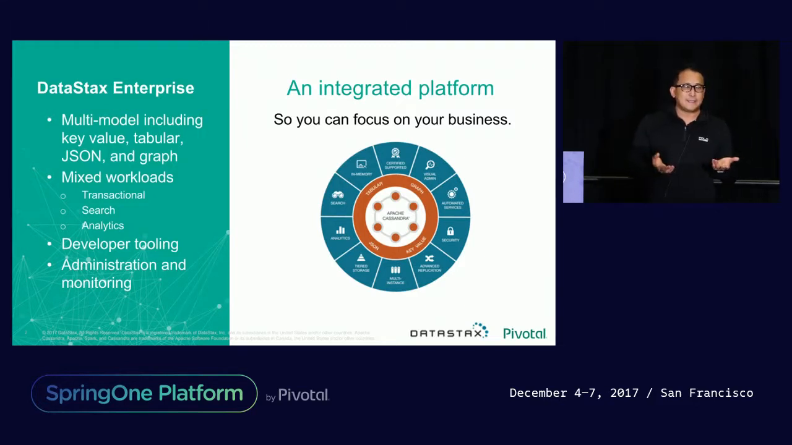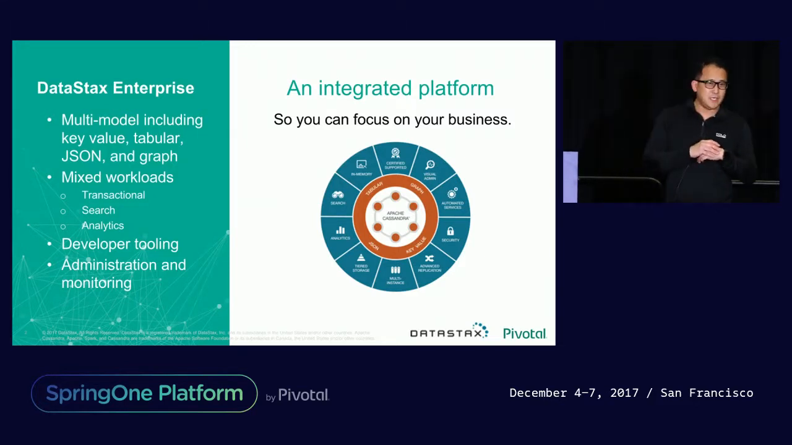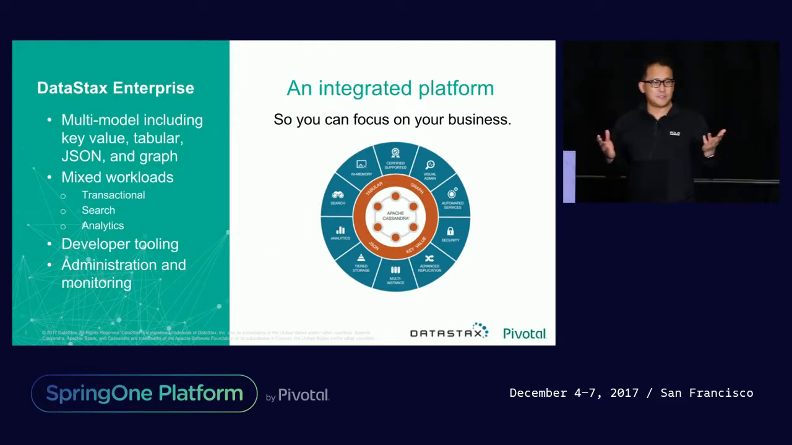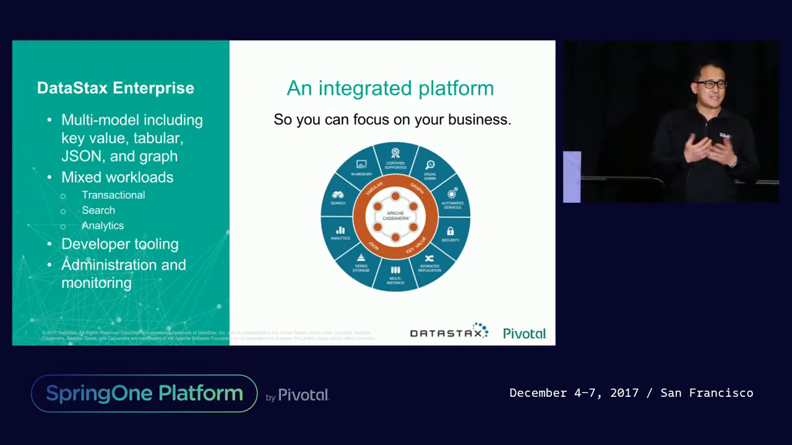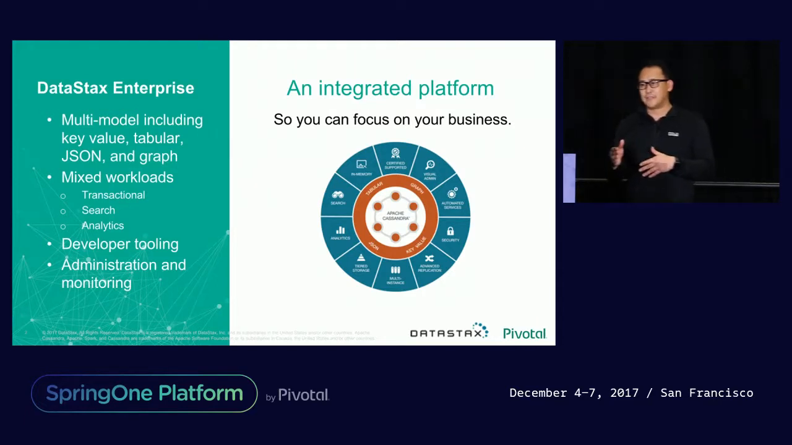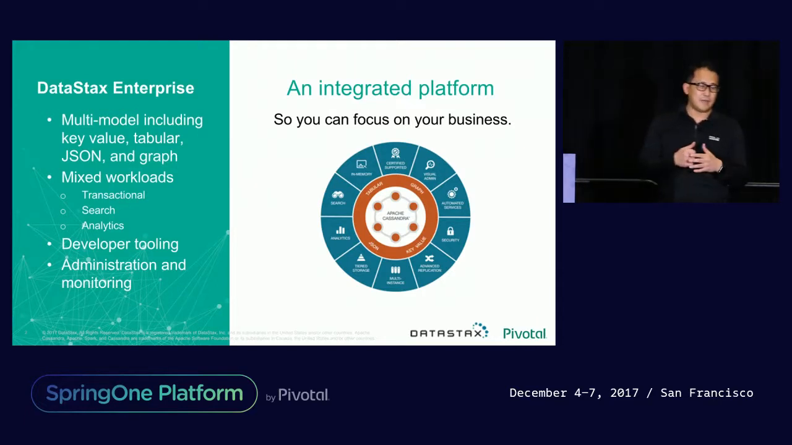So DataStax is a 500 employee company, and we have over 500 customers in 50 countries. Our main product is DataStax Enterprise. At its core, we provide the best distribution of Apache Cassandra. On top of that, we also have other advanced features such as search, analytics, and also a graph database.